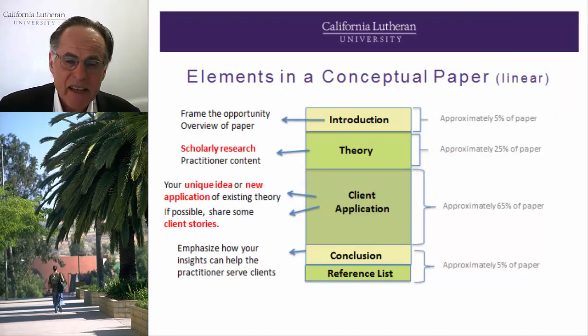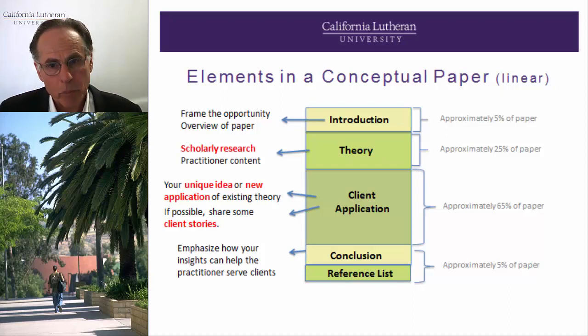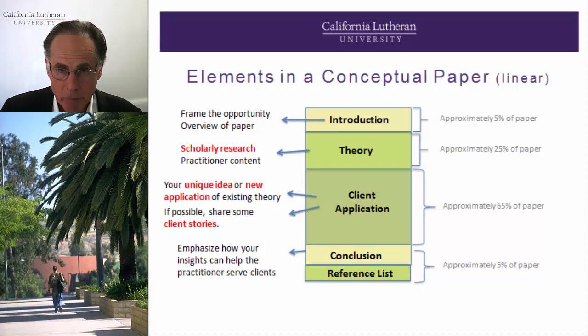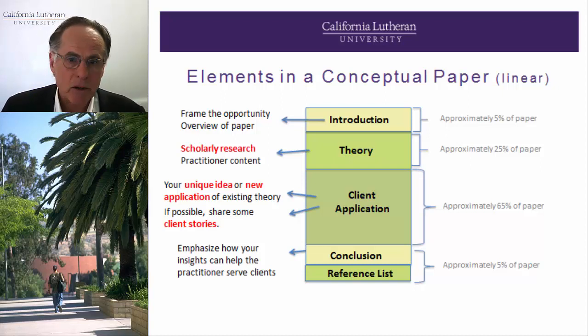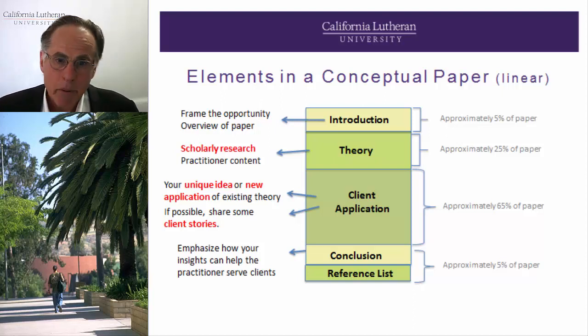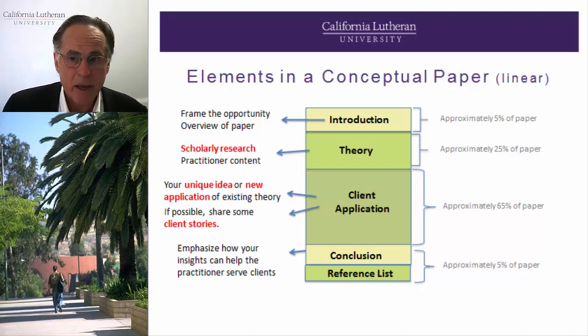I hope that these sample articles provided you with some perspective and perhaps models for how you might organize your term research paper. One possible linear flow is depicted on this slide. You could begin with a brief introduction that frames the opportunity or challenge and provides an overview of what you'll be sharing with the reader. Then you move into describing your secondary research, the existing theory and practice management knowledge. This description will probably represent about 25% of your paper.